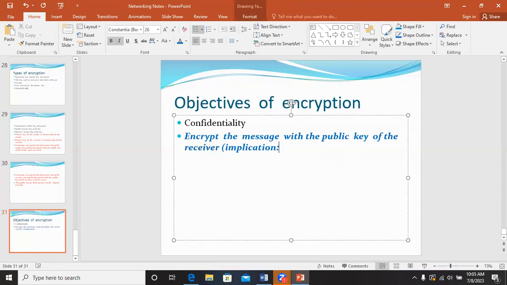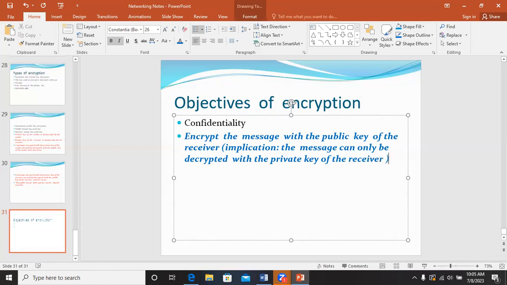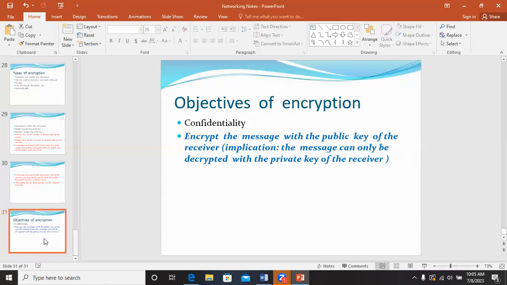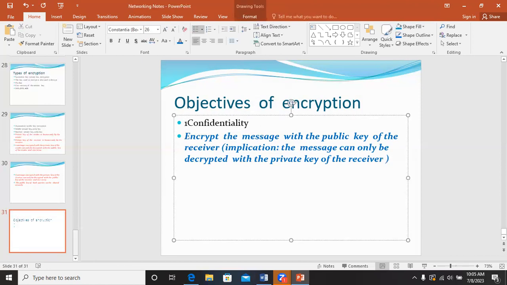All right. So the implication is that the message can only be decrypted with the private key of the receiver. Don't forget that the private key of the receiver is personal, it's not shared. So that means we have locked that message to that receiver. That's how we achieve confidentiality with encryption. This is the number 1 objective, confidentiality.